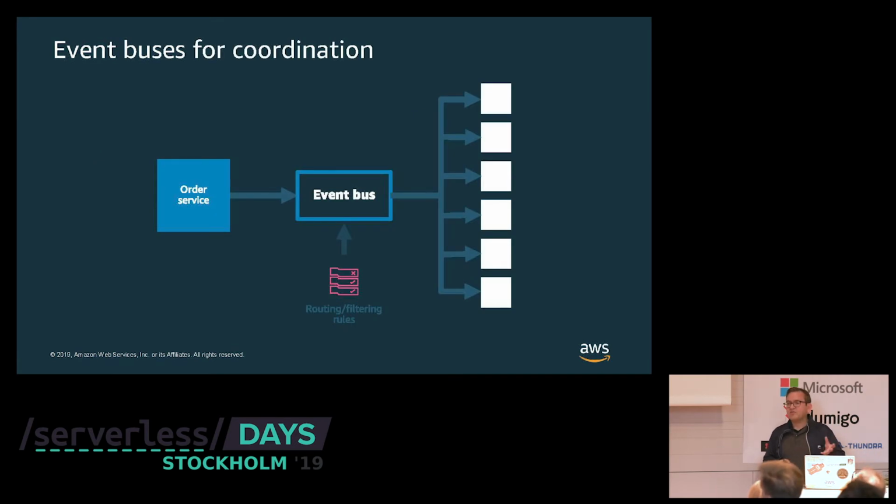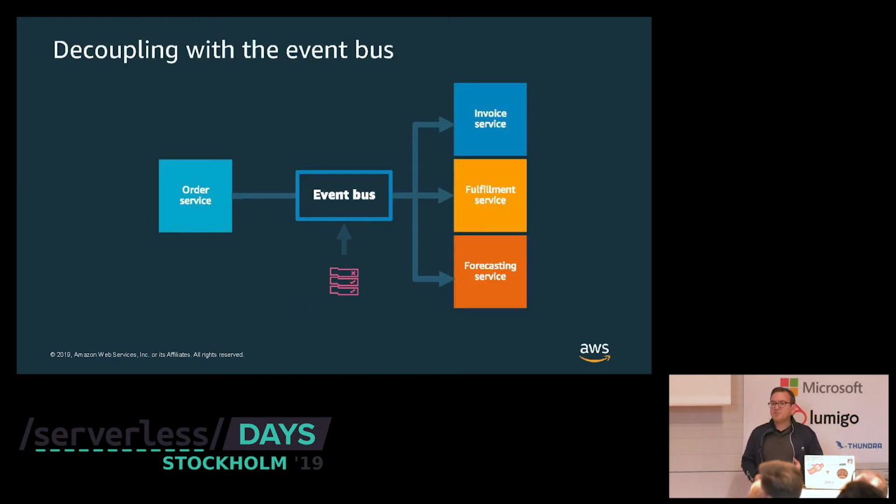So now our architecture looks like this, and the order service sends events to the bus, which is configured with rules that determine which downstream systems get the event. Some targets will only get some events, other targets will get all the events, but either way, the router now takes care of the complexity of ensuring that the events get propagated to the appropriate place downstream.